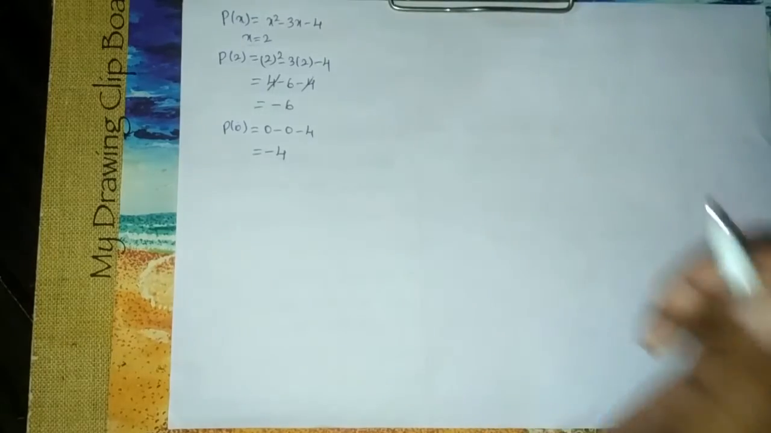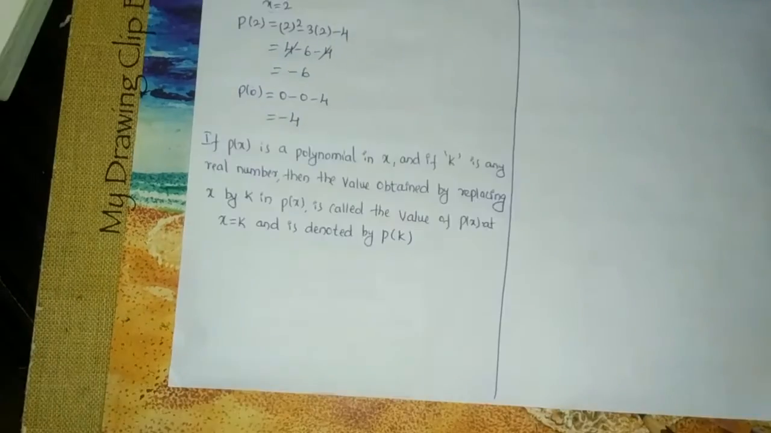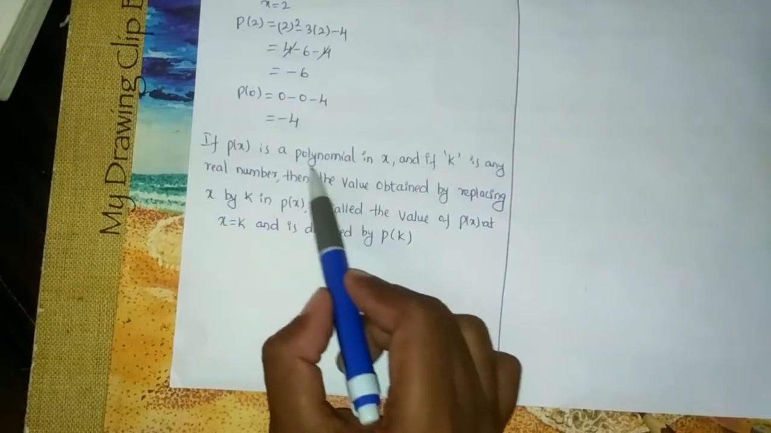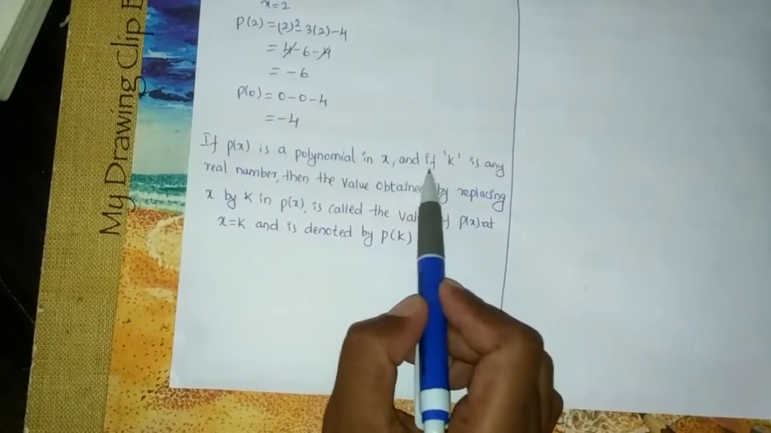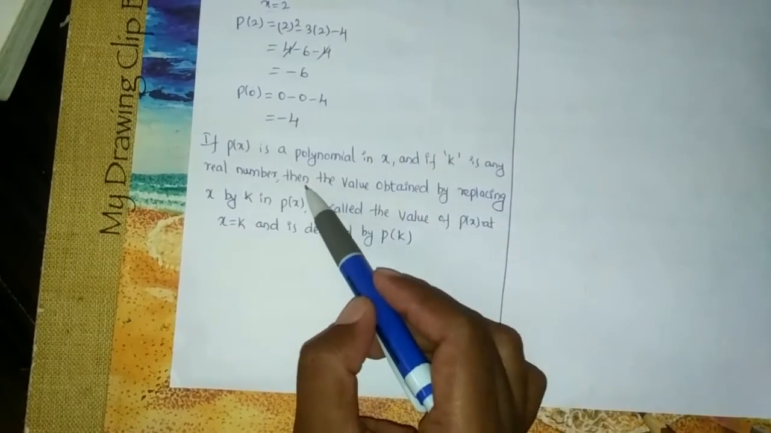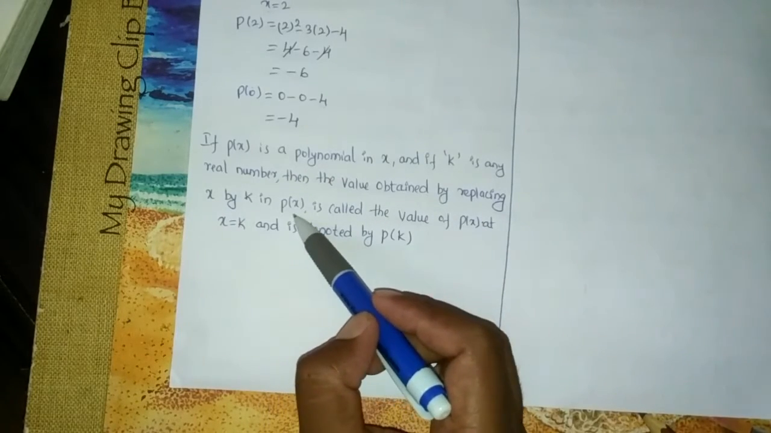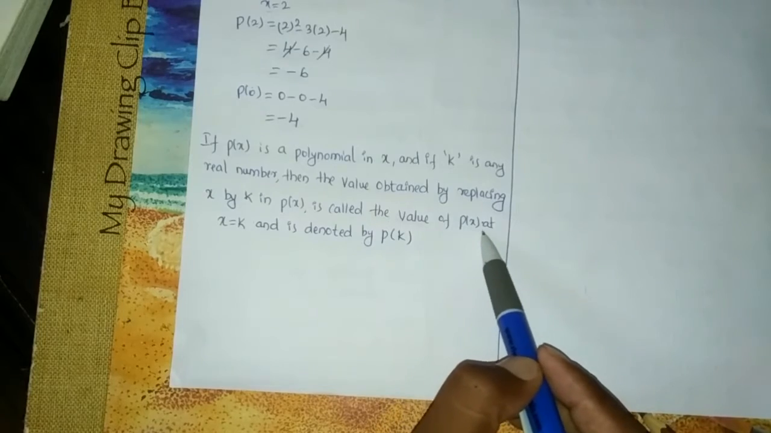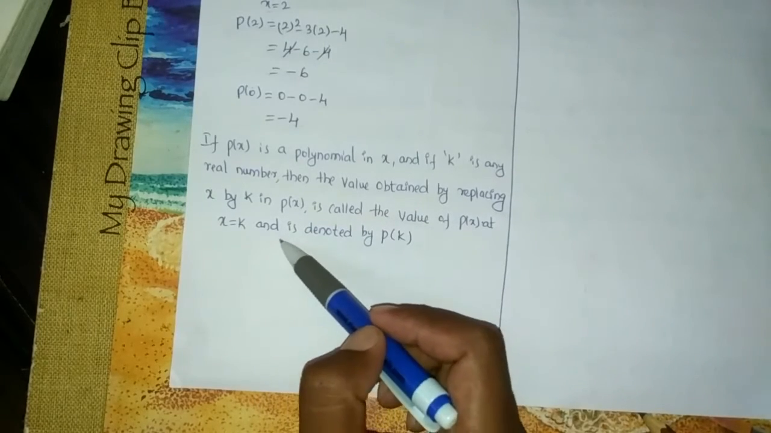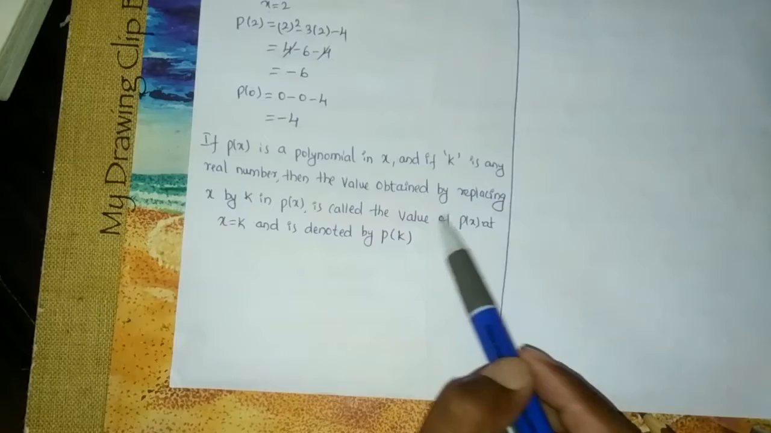Let us generally write down. If p of x is a polynomial in x and if k is any real number, then the value obtained by replacing x by k in p of x is called the value of p of x at x equals k and is denoted by p of k.